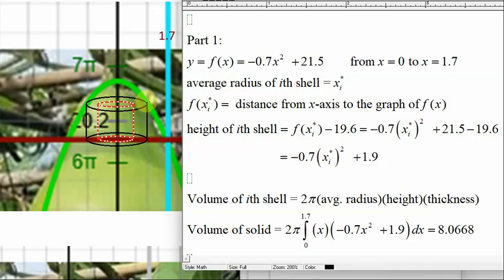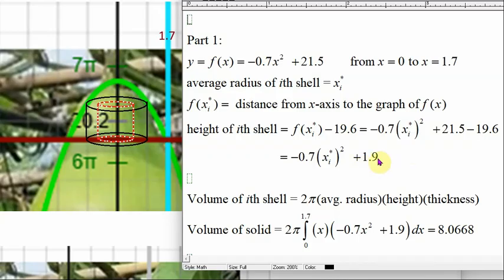But f of x of i is the distance from the x-axis up to this point on the graph, and therefore the height of this cylindrical shell will be f of x of i minus 19.6. And so we end up with negative 0.7 times x of i star squared plus 1.9.